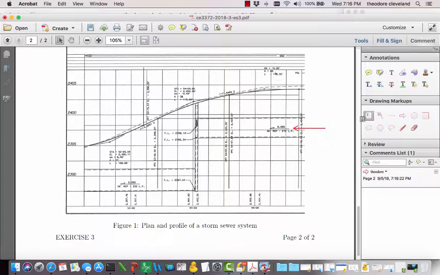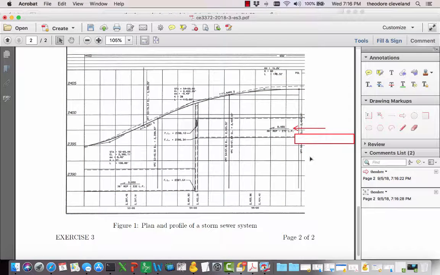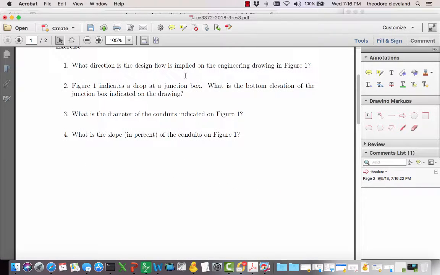that direction. Ooh, it didn't like that. Fine. Design flow is from right to left, and we would prepare that in a memorandum structure.